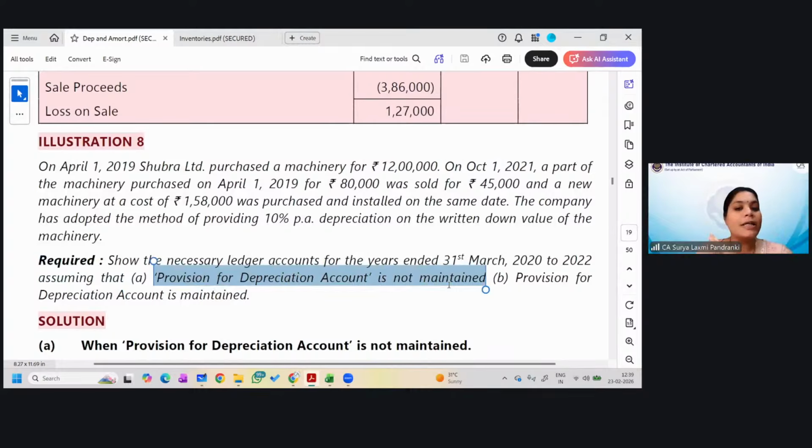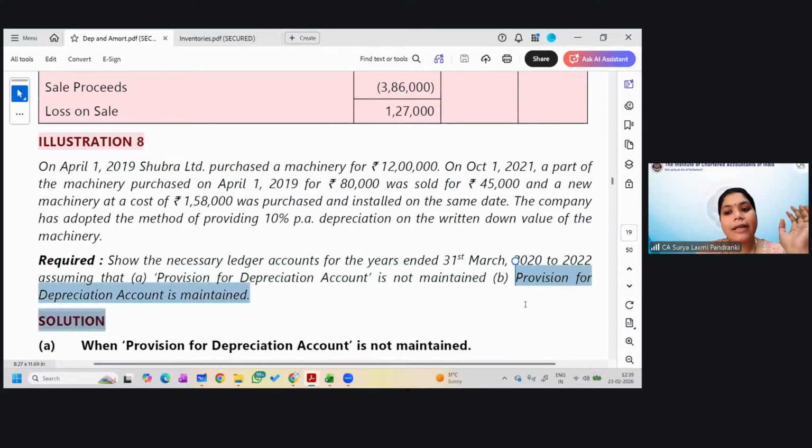In the first case, it is not maintained, and in the second case, provision for depreciation is maintained. So if you remember, there were two different accounting treatments we discussed yesterday. If provision for depreciation account is maintained, we had a different journal entry. If it is not maintained, we had a different journal entry, right? So we are going to do both of them in this question so that we are clear of how the depreciation accounts will work. Okay, let us start.